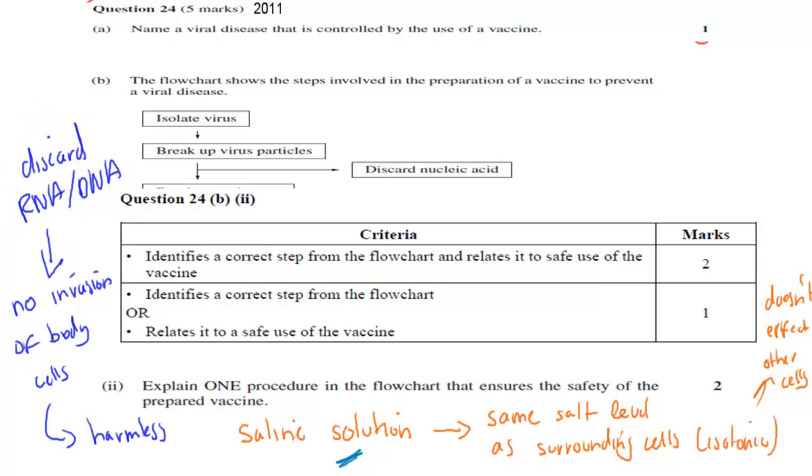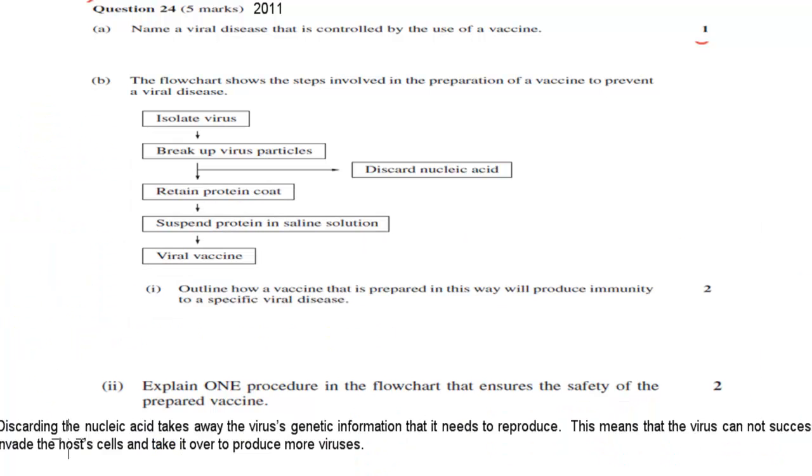And this is the one I'm going to describe in more detail. So what I wrote is, discarding nucleic acid takes away the virus's genetic information, which it needs to reproduce. This means that the virus cannot successfully invade host cells and take them over to produce more viruses, right? Which means it can't reproduce, and thereby it'll become harmless. So the virus contained in the vaccine is therefore harmless and does not cause disease. That statement in the end would also be useful. You say it can't reproduce, that's good. And because it can't reproduce, it can't cause disease, therefore it's harmless. That's also a good statement to say. And that will get you 2 marks out of 2.